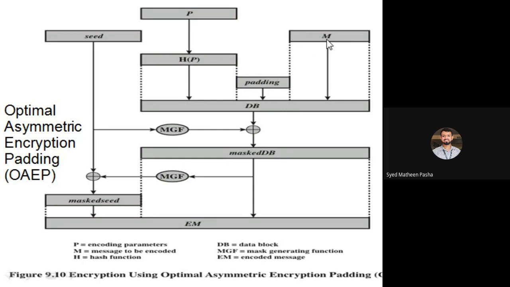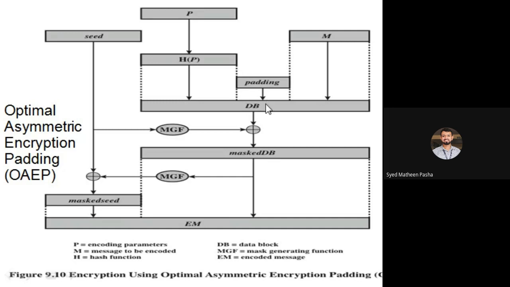Basically, M stands for the message which should be encoded. It is passed as an input first to the data block. Then you can see these are all the inputs for the data block. One is your P, which tells your parameter. H is your hash function. With respect to this parameter, padding as well as your message is an input for your data block. What does this data block do? Basically, the data block uses this message and applies the padding concept on it, and the parameter for applying padding is your hash function with respect to this parameter.